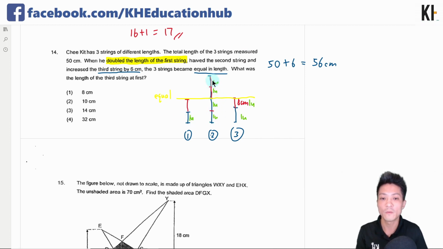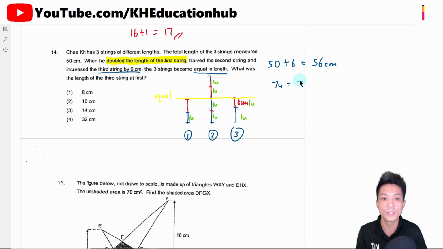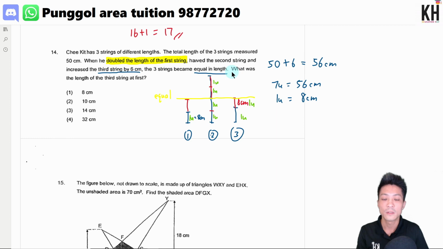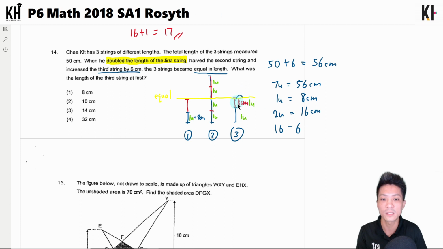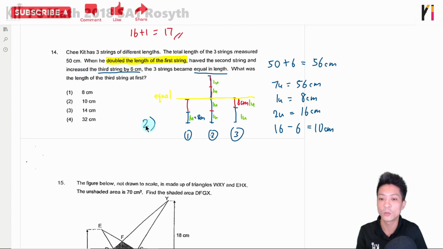So 1, 2, 3, 4, 5, 6, 7, which means that 7 units is equal to 56 cm, and then 1 unit is equal to 8 cm. So I need to find what was the length of the third string at first. So I'm gonna find what is 2 units first. 16 cm, that means here to here is 16. Then after that I'm gonna use 16 minus away the 6 cm here, which was added in, to get 10 cm. So question 14, the answer is number 2.